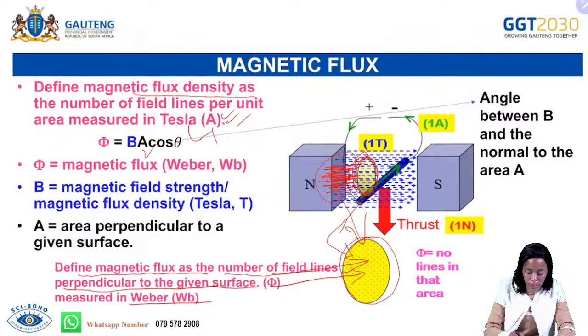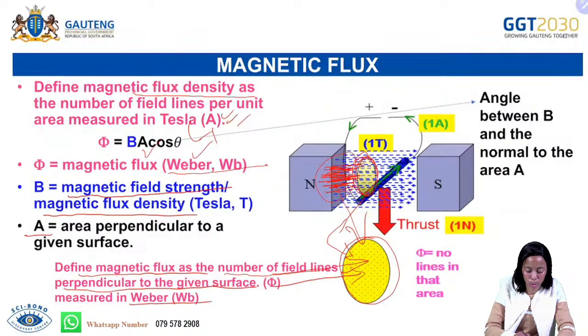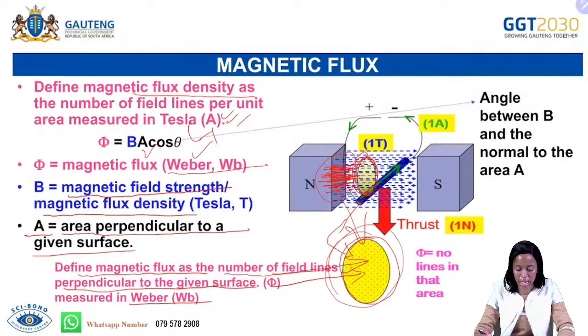Then magnetic flux is measured in Weber. And the magnetic field strength, also called the magnetic flux density, is measured in Tesla. And then we also have the area, perpendicular to a given surface. The area will depend on the type of coil that you are given. If they give you a circle, you calculate based on that. If they give you a square, you calculate based on that as well.